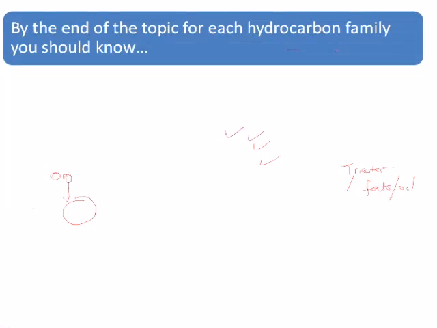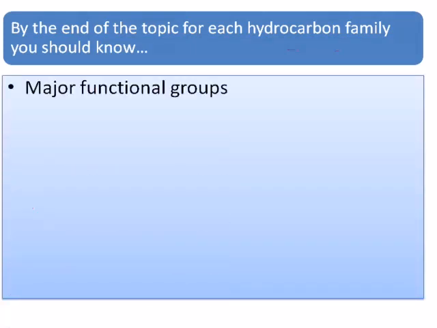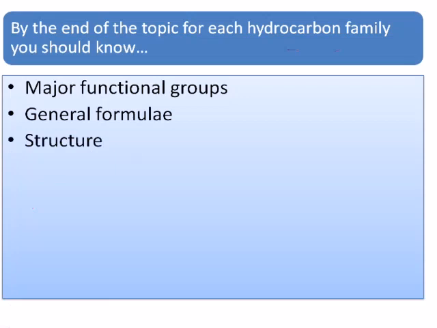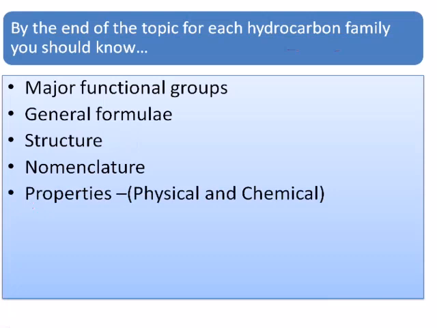By the end of this whole unit or chapter in organic chemistry, you'll be able to know the following. These are the important things we're going to understand by the end of this. You would know the major functional group, the general formula, the structure, how to draw them. I've just shown you a few structures there. Nomenclature, this is another special or fancy word for naming compounds. Properties, which is the physical and chemical properties. Physical, like boiling point, melting point.